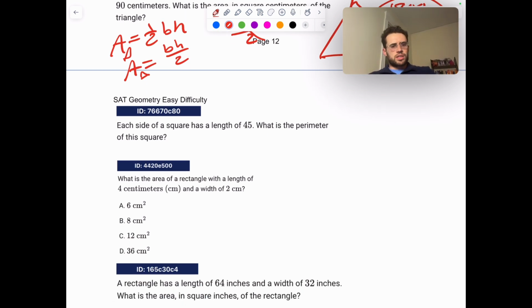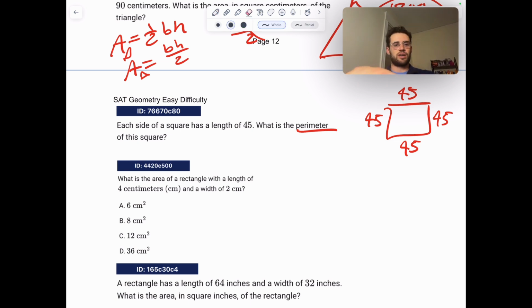Each side of a square has a length of 45. What is the perimeter of the square? So again, just be careful. A lot of people are going to rush this and do the area by squaring 45. They're asking for something that I think is actually even easier in this question, which is the perimeter. Now you could memorize the perimeter of a square as 4 times s, because all of the sides are the same. There are 4 sides. You can also just draw it out if you want to be super safe.